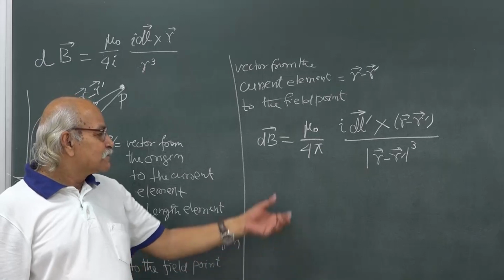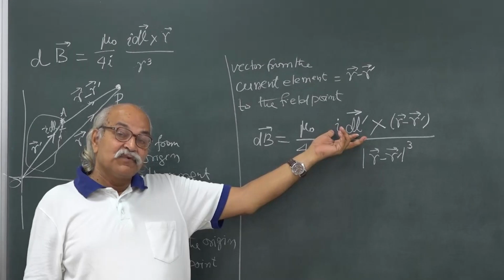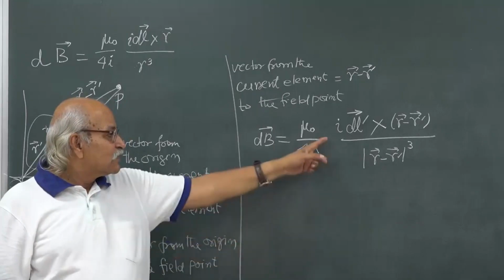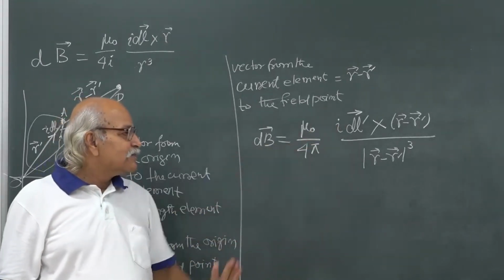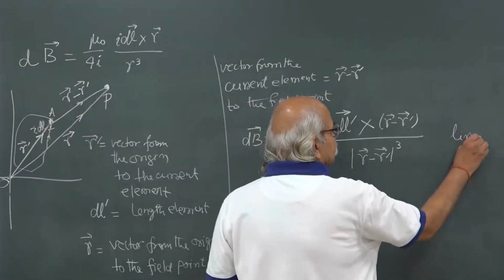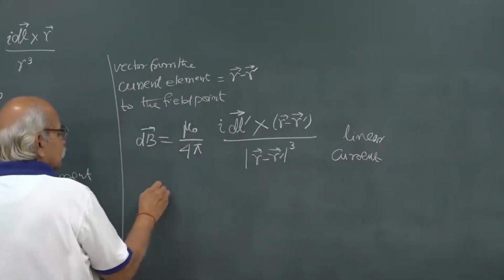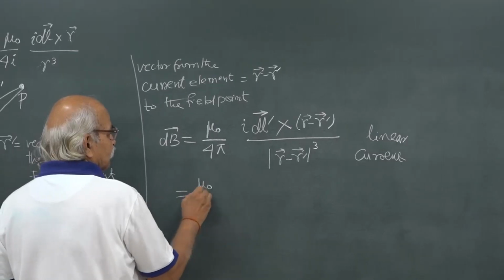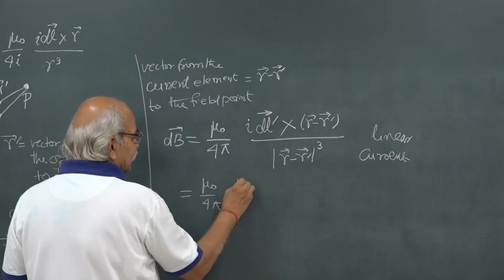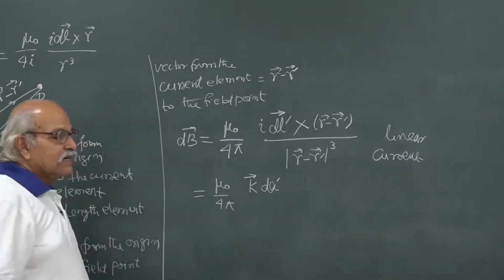But before that, this is linear current, there is a wire, and then only length is important, and we say that okay, it is a linear current, and here is the current element. This is for linear current. If it is a surface current, then we write this as mu naught over 4 pi, and I dl prime will be now k vector and dA prime. This is the current element.